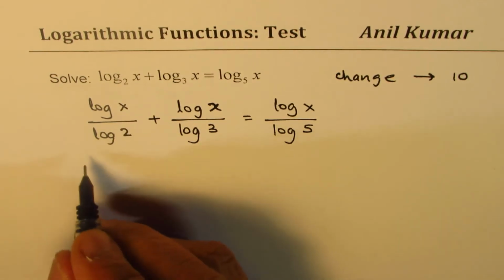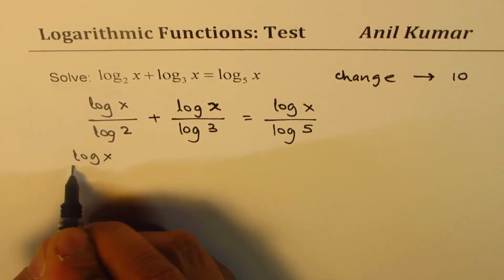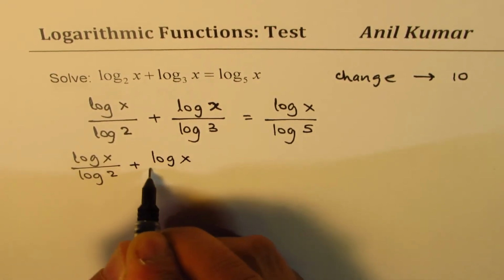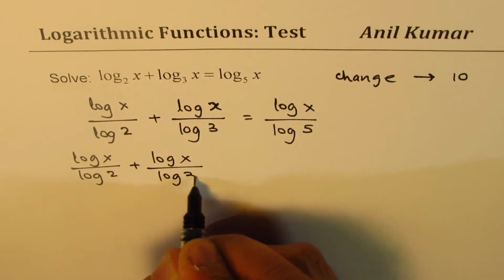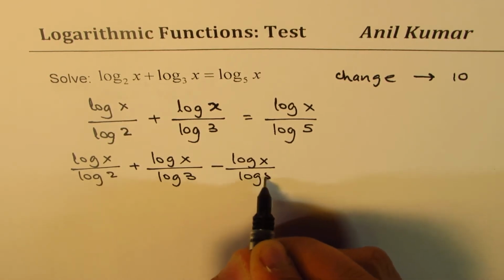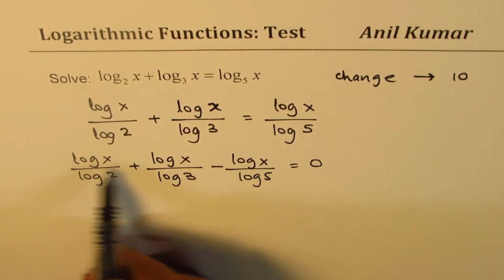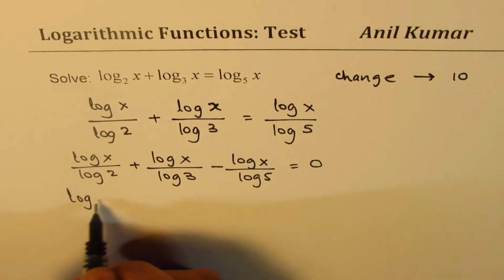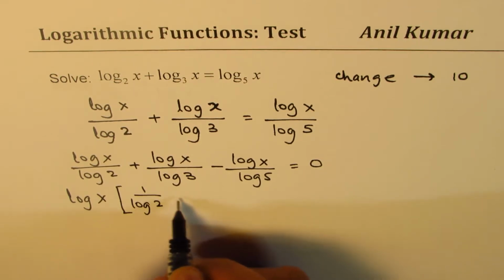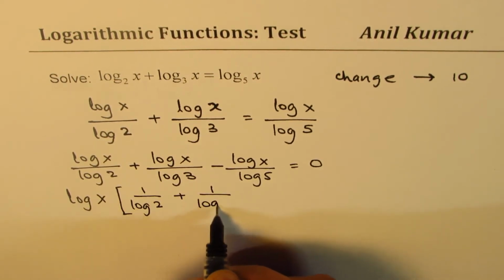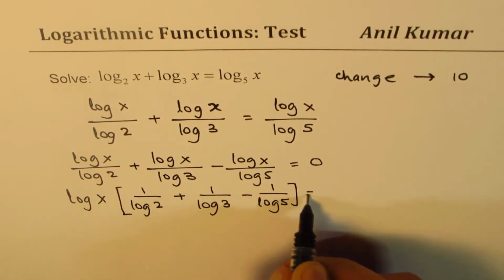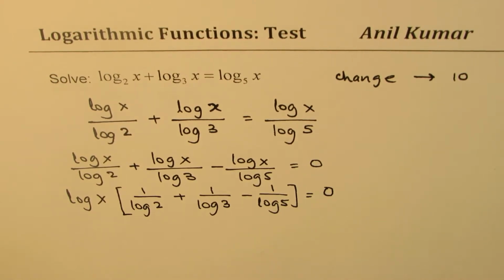Now we can bring all the terms together. We get log of x over log of 2 plus log of x over log of 3 minus log of x over log of 5 equals 0. You can take log of x common, right? So we could write this as log of x, within brackets, 1 over log of 2 plus 1 over log of 3 minus 1 over log of 5 equals 0, right?